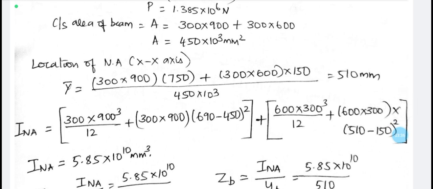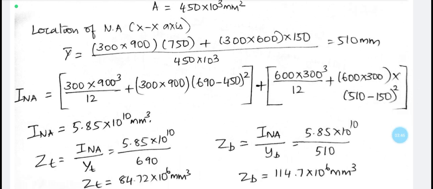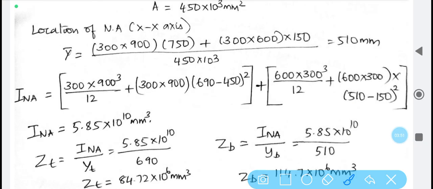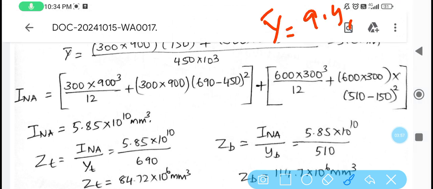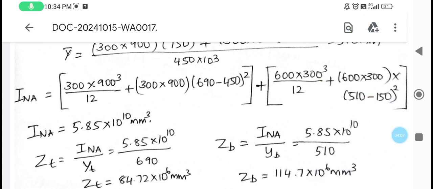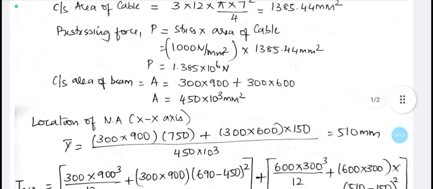And now, as we are aware it is a flanged section, we need to locate the neutral axis. The conventional method of locating the neutral axis, that is finding the centroid, goes with the traditional method, that is y bar equals the conventional expression a1 y1 plus a2 y2 divided by the summation of a. This is the conventional expression to find the centroid. And now after applying the equation we need to find y.